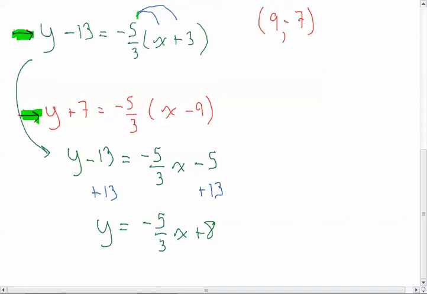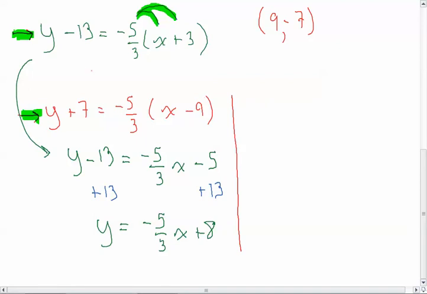Okay, so the first step is I used the distributive property. So I distributed my negative 5/3 through the brackets, right? So negative 5 over 3 times x is negative 5/3 x. Negative 5 over 3 times 3 is negative 5. And then as my last step, I added 13 to both sides. Do we have to do that on a test? If it asks for it to check, yes.